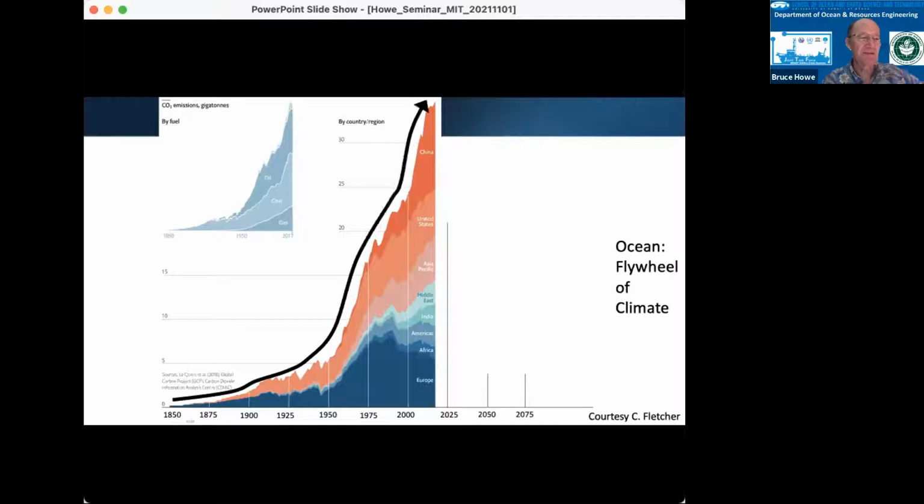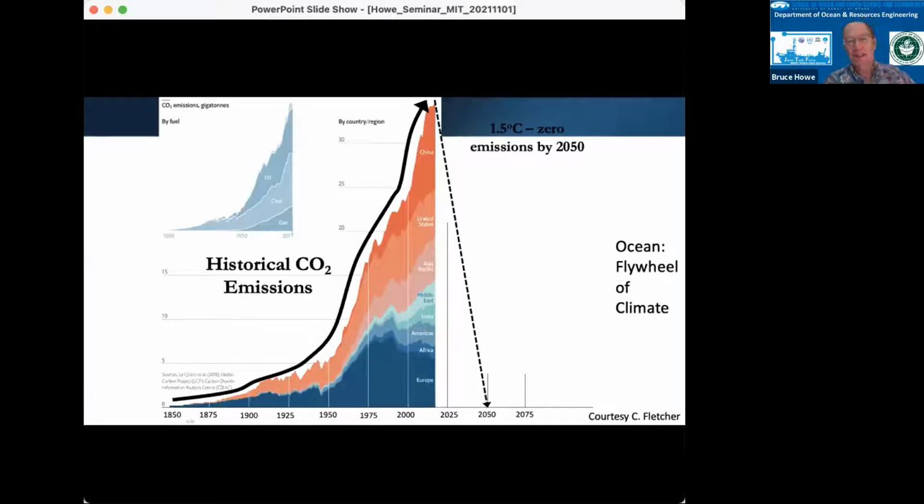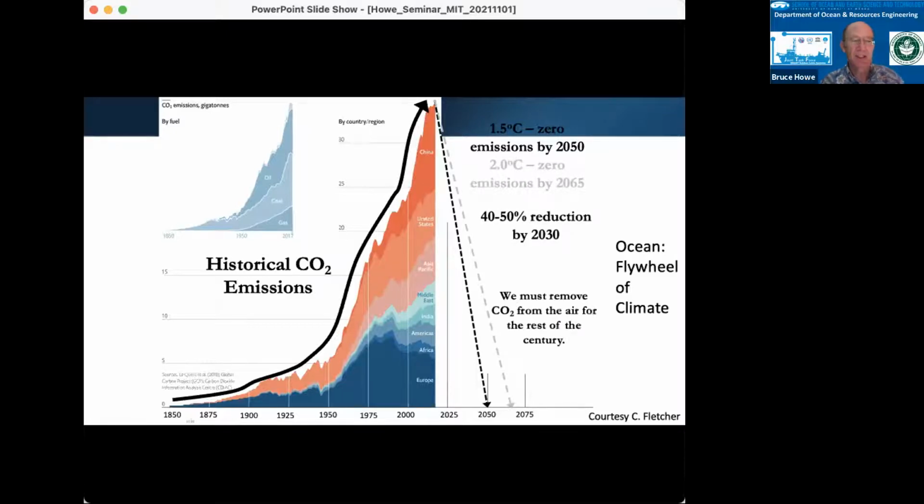Again, everyone's seen these curves, historical CO2 emissions. What's slightly different here, and I recognize Chip Fletcher here at UH providing these, is simply the horizontal scale. He's compressed that, or in this picture it's compressed to truly show the exponential rise in emissions, and then more importantly, what we have to do to reduce the effect of these emissions, and showing the time scales that we have to do these things in.